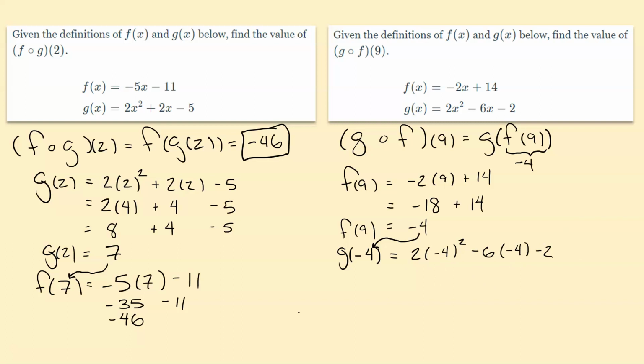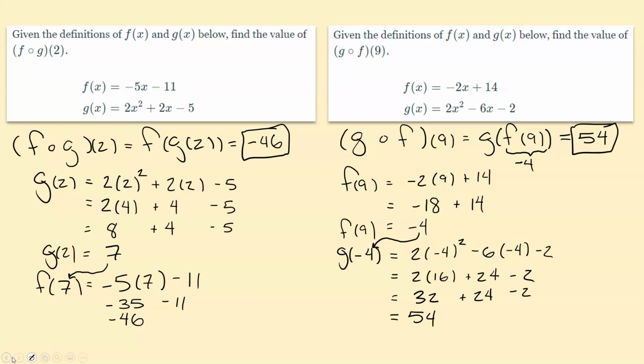Now I'm going to go ahead and simplify this right side. So I got 54. -4 squared is 16, times 2 is 32, -6 times -4 is 24. So 32 plus 24 minus 2 is 54. So g of f of 9 is 54. So that's how you do that type.